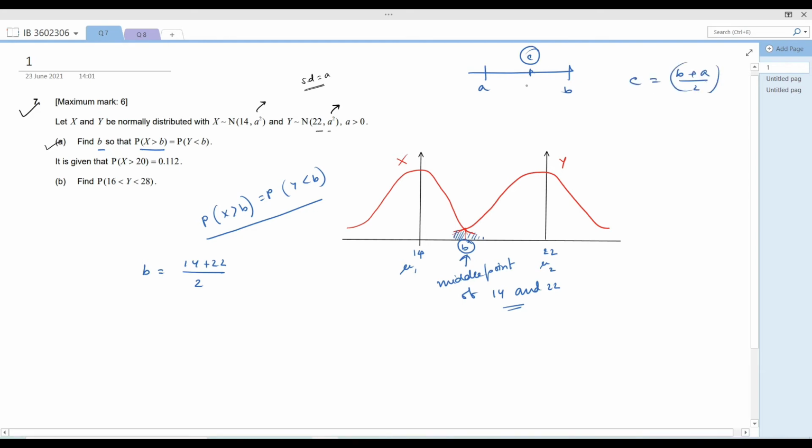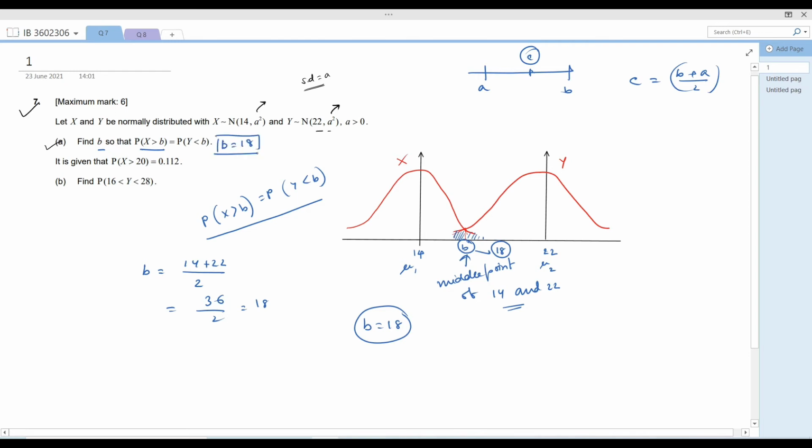Okay. So from here we are getting 36 divided by 2 equals 18. So B is the 18th value. So the value of B is 18. Okay. Find B. So B equals 18. We have found this.